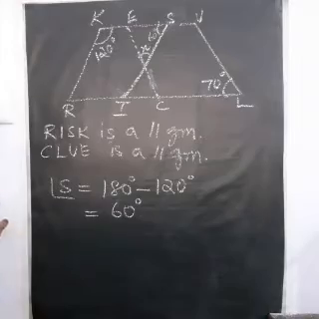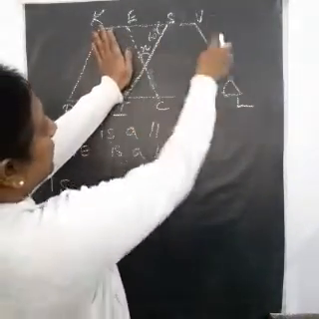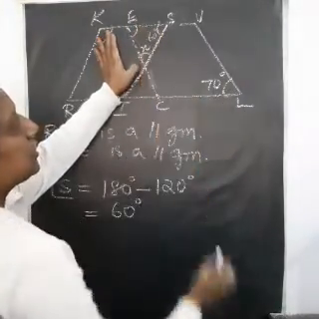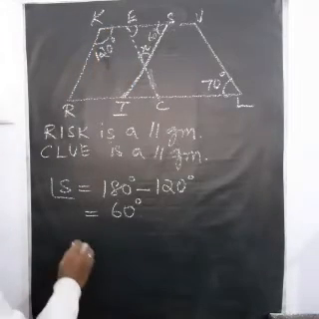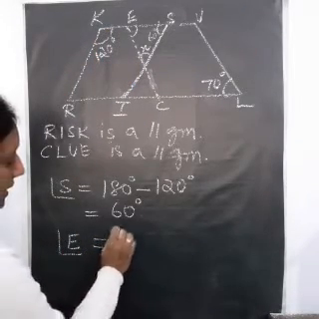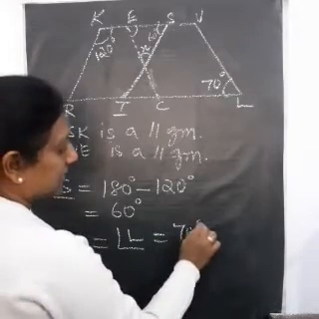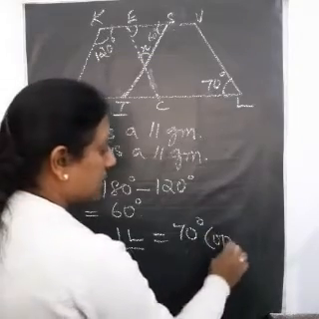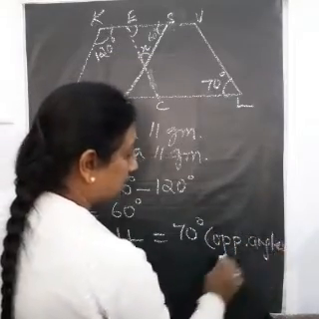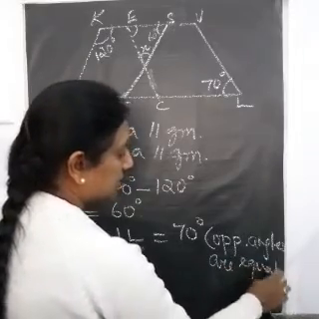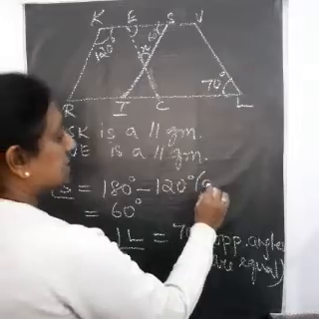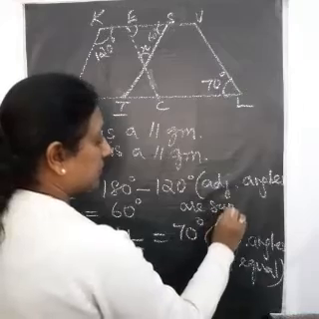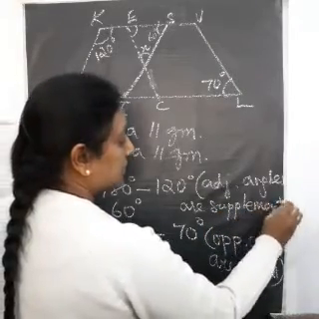Now take this parallelogram, CLUE. In this, if this is 70, what do you think this angle is going to be? Angle E will be equal to angle L, which is equal to 70 degrees. Why? Opposite angles are equal. So this property here is opposite angles are equal. Here it will be adjacent angles are supplementary. So we have used these two properties.